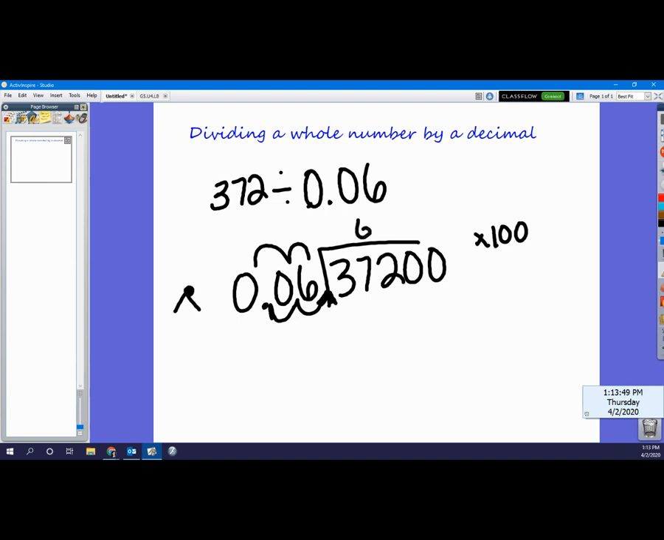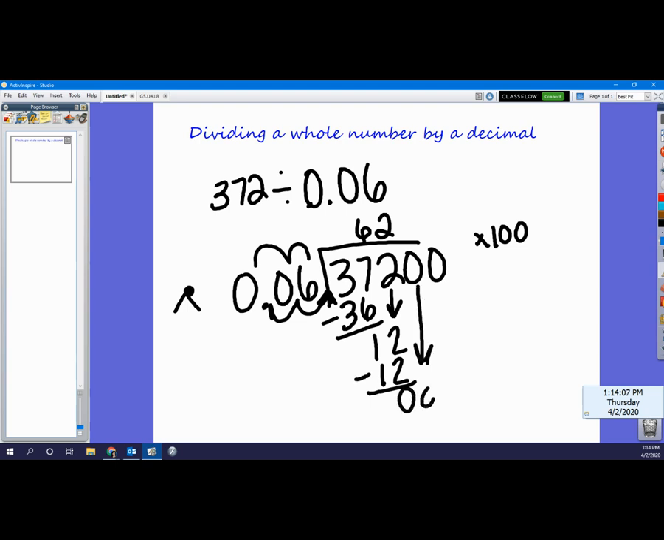6 goes into 37 6 times. 6 times 6 is 36. And then I subtract and bring down the next number. 6 goes into 12 2 times. 2 times 6 is 12. So I write that down here, and that's 0.